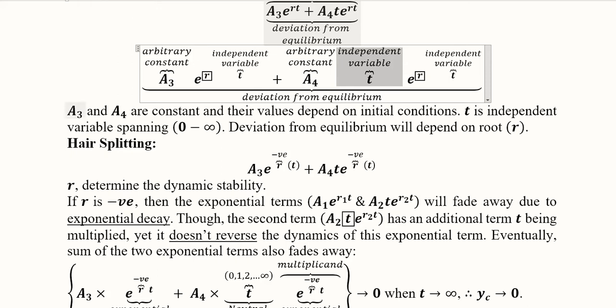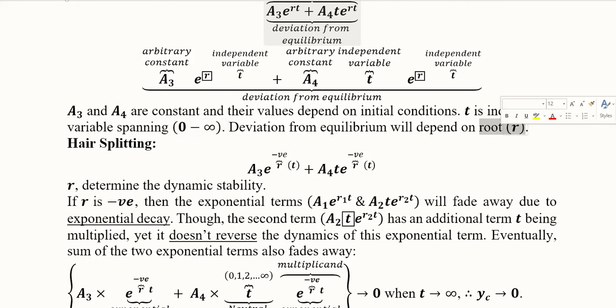So we know that a3 and a4 are constants, and their values depend on the initial conditions. As we put t equal to 0, we will get a3 and a4. And t is the independent variable. Its range starts from 0 and goes to infinity. And we know that this is the equal real root case, and r is that root.